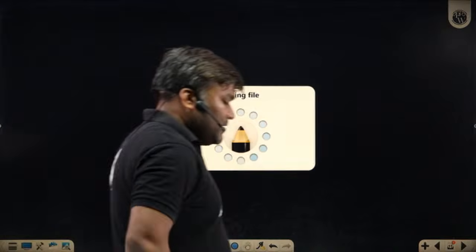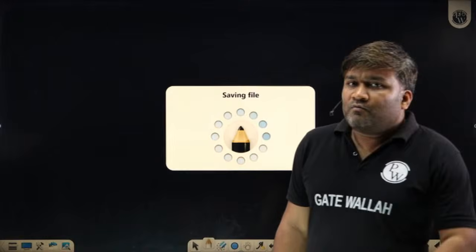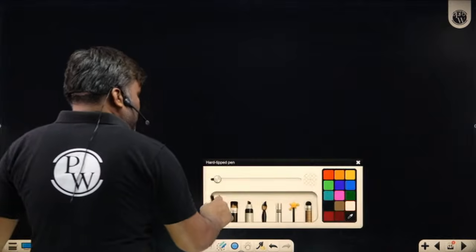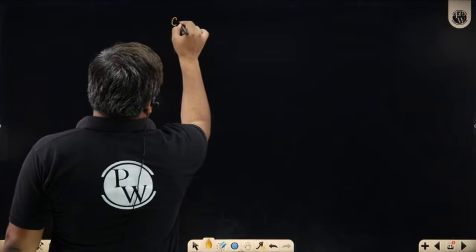Now, simple gear train, I hope everybody has got it. Not of much use. Then comes into the picture the compound gear train.